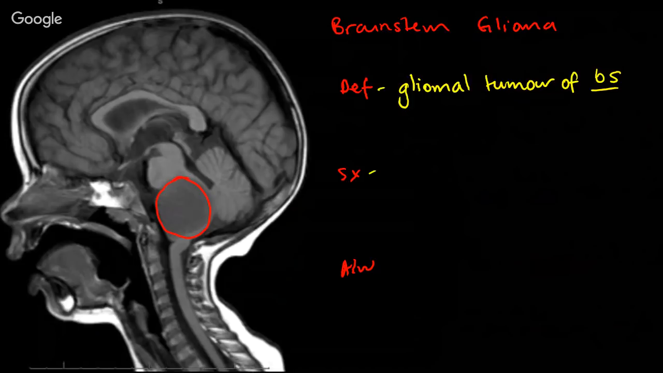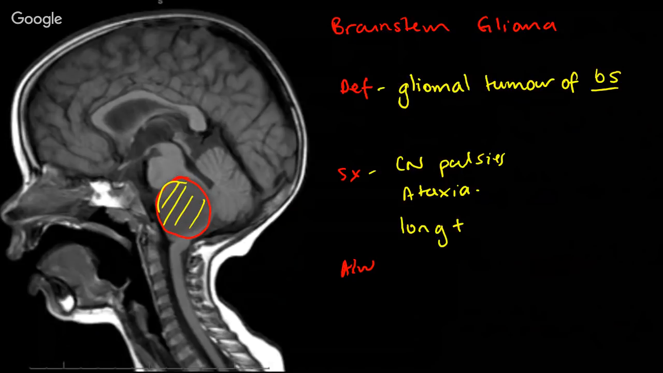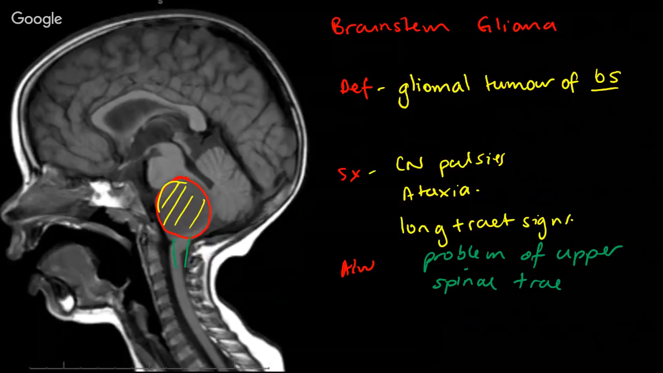What symptoms do they present with? Given that we're affecting the brainstem specifically, it's very common to get CN palsies. You can get ataxia, and long tract signs, because the long tracts are coming through this area. So what do we mean when we say long tract signs? Having long tract signs implies that you have some problem of your upper spinal tract, essentially where your spinal tract is beginning. So what are your upper tract signs, anybody?